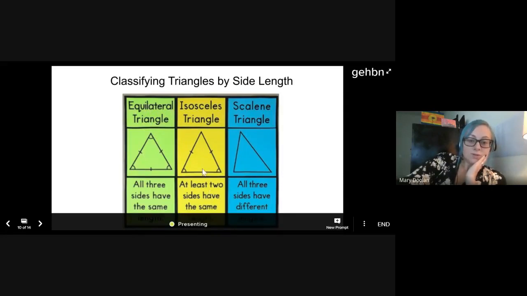If you have a triangle where at least two sides have the same length, so the little tick marks are just up here on two sides, but not on the third one, it's an isosceles triangle. Two side lengths are the same. Equilateral triangles are also isosceles triangles, but isosceles triangles are not always equilateral triangles. Now the last possibility is all three side lengths are different, and then we say it's scalene.